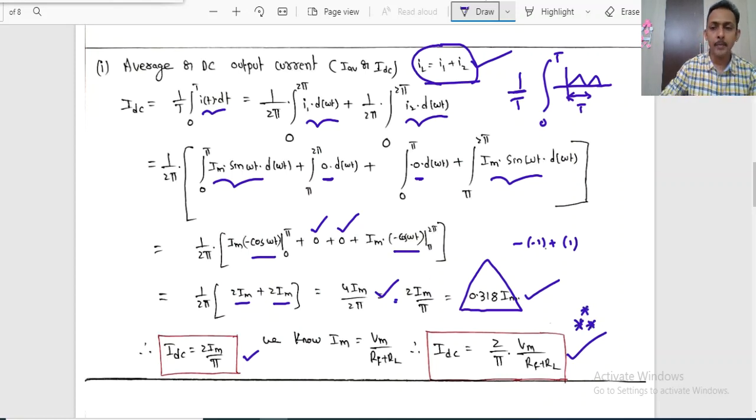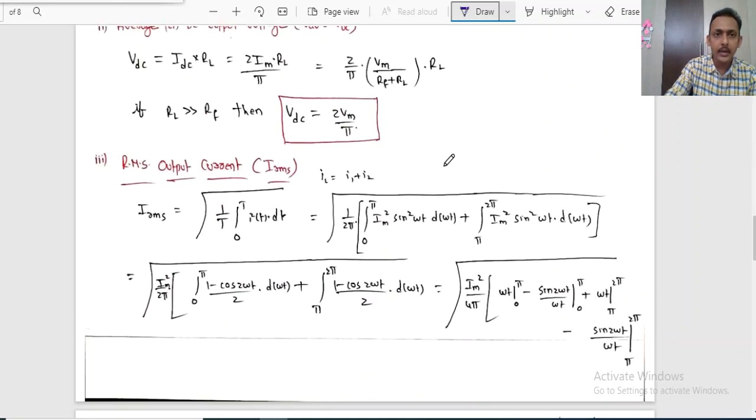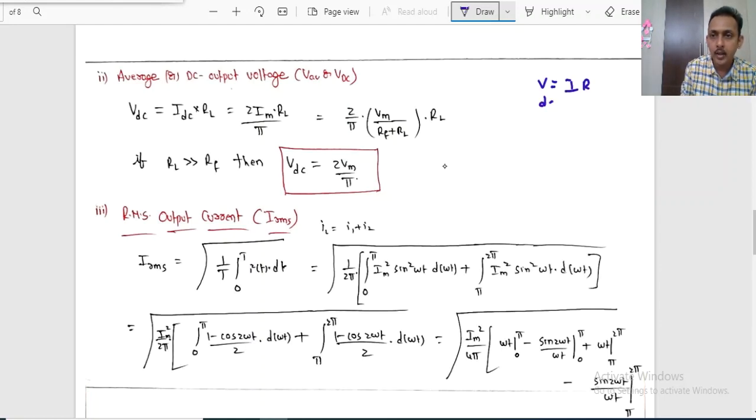IDC equals 2 Im by pi, which is 2 by pi into Vm by Rf plus RL. Similarly, once you know the current, we can easily calculate the voltage. What will be the voltage? From Ohm's law we know V equals IR. We know the DC current, so VDC will be IDC into the load resistor value, in this context RL. So VDC equals IDC into RL. IDC we have just calculated as 2 Im by pi, so VDC is 2 by pi into Vm by (Rf plus RL) into RL.